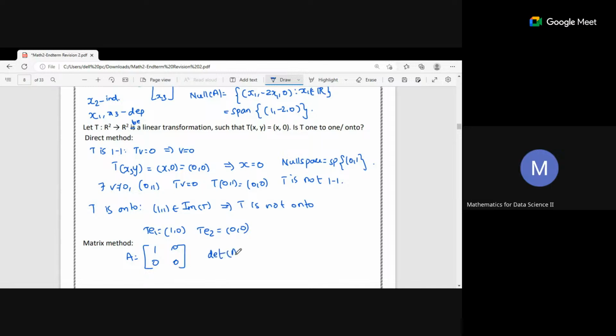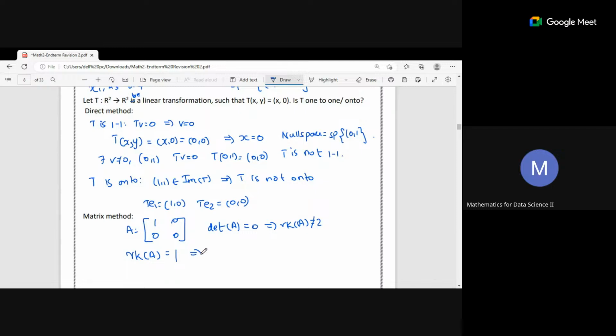And what is the determinant of A? 0. So from this you can say, or straight away you can see, that rank of A is not equal to 2. Here you can easily see that rank of A is equal to 1. If rank of A is equal to 1, you know that nullity is not 0. So from here you can say that T is not onto, and T is not 1 to 1. Do you understand how I used the matrix method to say 1 to 1 and onto?